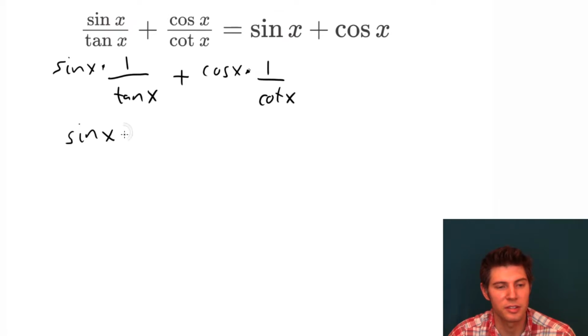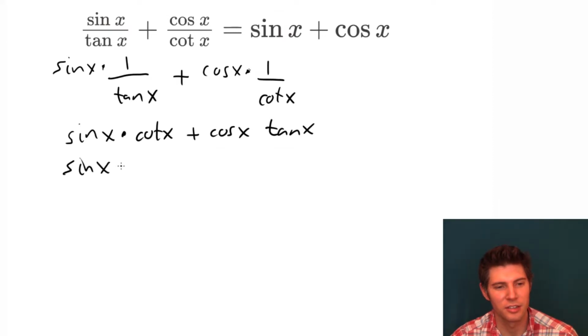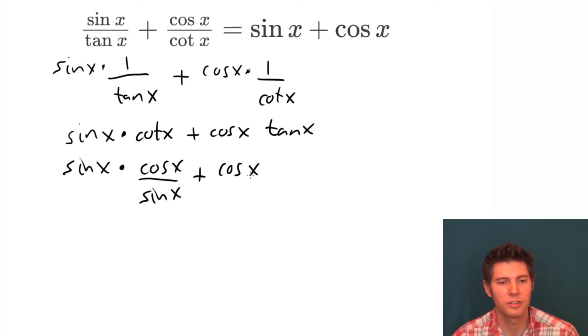So I'm going to rewrite this as sine x times cotangent x plus, and then cosine x, and then 1 over cotangent x is tangent x. And then we are going to rewrite everything in terms of sine and cosine. So this sine stays sine times, and then cotangent is cosine over sine plus, and then we have cosine of x, and tangent is sine over cosine.